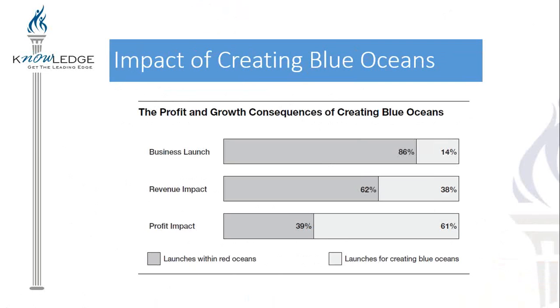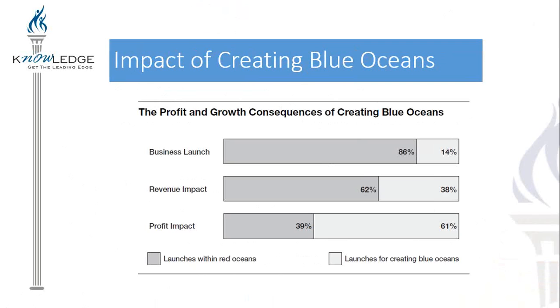While the revenue impact from just a very small share of blue ocean businesses, that was 14%, was up to 38%. And if we see the profit impact, from this 62% that you see on the slide it was only 39%, while the 38% of the revenue impact of blue ocean launches gave a profit impact of 61%.